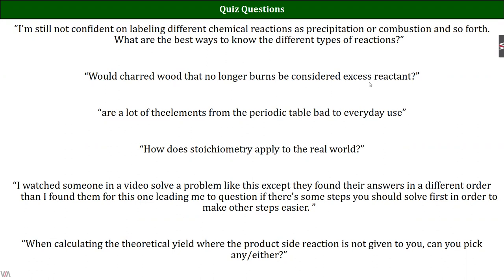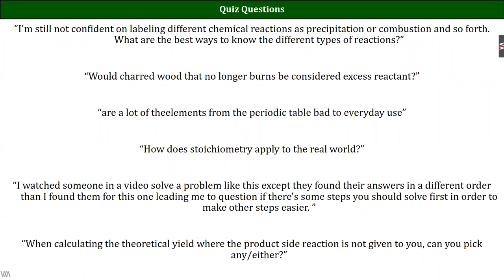If you burn wood and you have charred wood left over, is that excess reactant? Yeah. Sometimes it'll stop burning. Like if you put out a fire and you still have blackened charcoal left over, that would still burn if you got it hot enough again. So that's not really that you ran out of oxygen and therefore you have leftover wood. It's more like if you get below a certain oxygen level, the reaction slows down, gets colder, and eventually gets to the point where it can't keep the reaction going because it needs a certain amount of heat to start the reaction. But yeah, that's excess reactant.